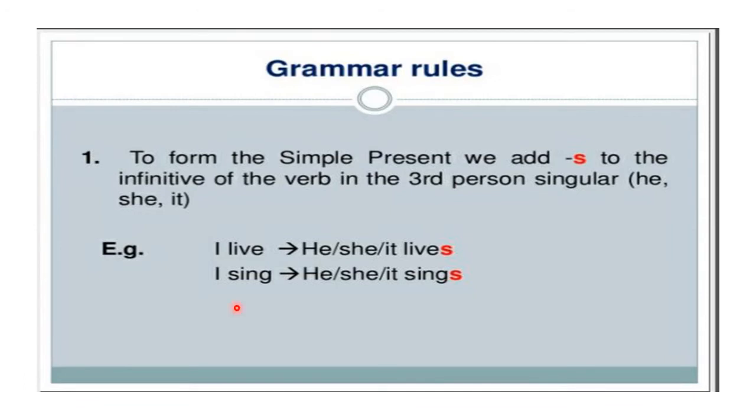Now, to form the simple present, we add s to the infinitive of the verb in the third person singular. I mean here with he and she and it, we add the agreement s as we said before. But with I or you, we, they, we don't have any agreement s. So here he sings, she sings, it sings.